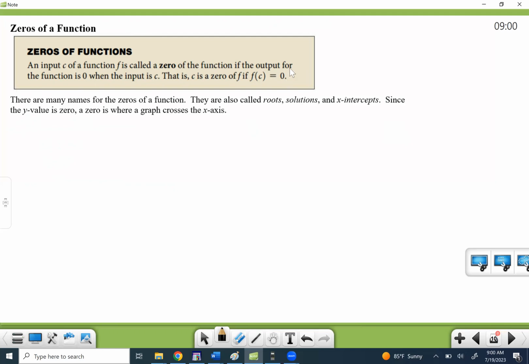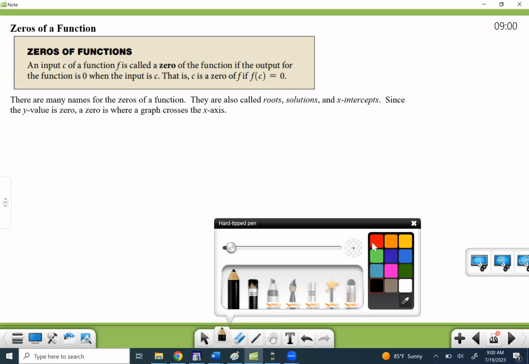So it says right here, an input C of a function f is called a zero of the function if the output for the function is 0 when the input is C. So it's basically saying it right here. If you plug C into the function and you get 0 out, that's when we call it a 0. So the main thing that I want you to take away from this, it's a 0 if the y value is 0.